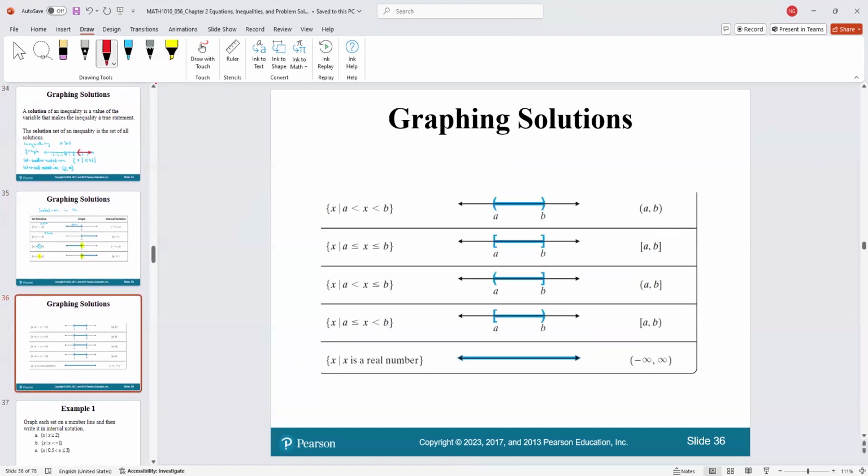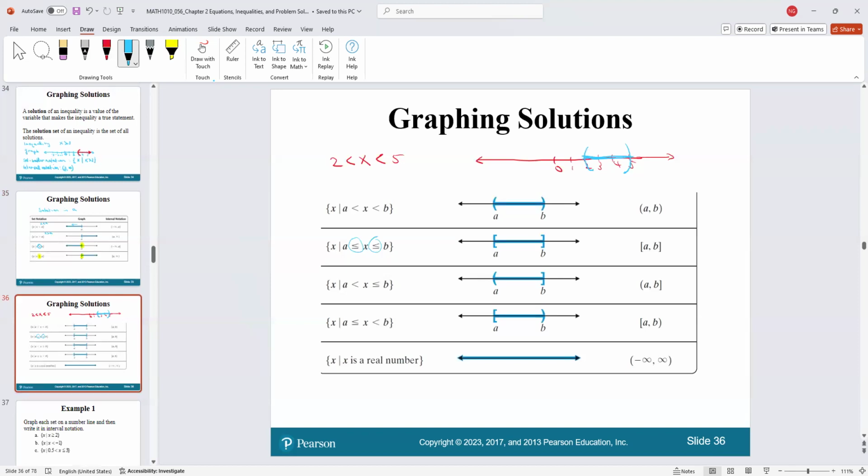Let's suppose that x is between 2 and 5. On a number line, we know 0 is right there, and 1, 2, 3, 4, 5, etc. You can continue indefinitely, but the solution is between 2 and 5. The solutions would be somewhere here. And if it was less than or equal to, we're not going to use parentheses, we're going to use brackets.